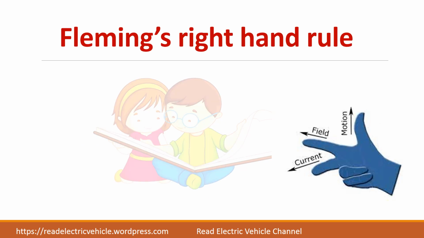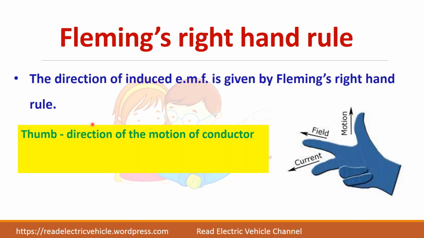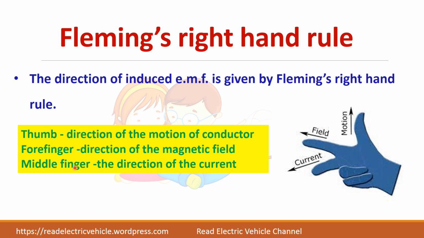The direction of the induced EMF can be found from Fleming's right hand rule. So what is this Fleming's right hand rule? You stretch the thumb, index finger and the middle finger of your right hand at 90 degrees, that is, perpendicular to each other. If you do so, the thumb will give you the direction of the motion of the conductor, and if the forefinger represents the direction of the magnetic field, then your middle finger will give you the direction of the current. So from this you can find the direction of the induced EMF.